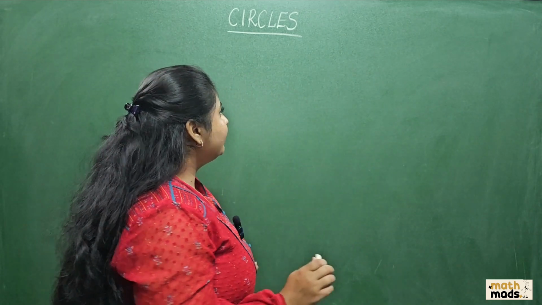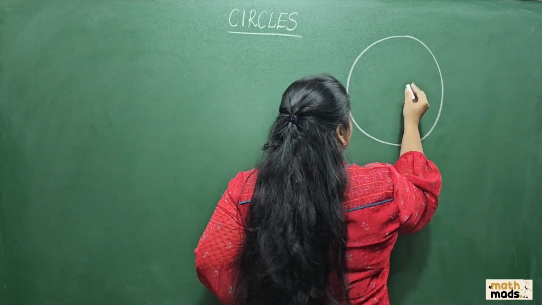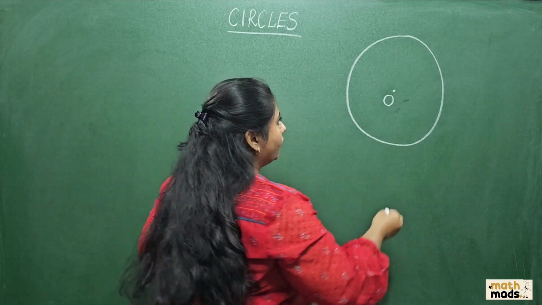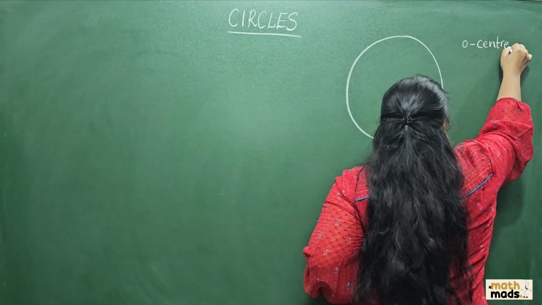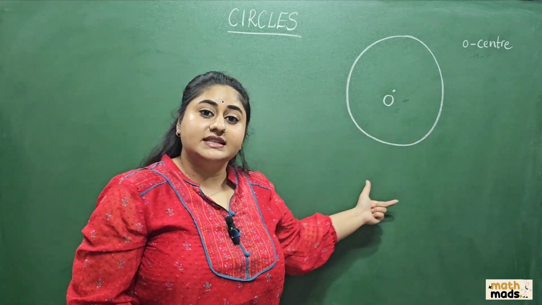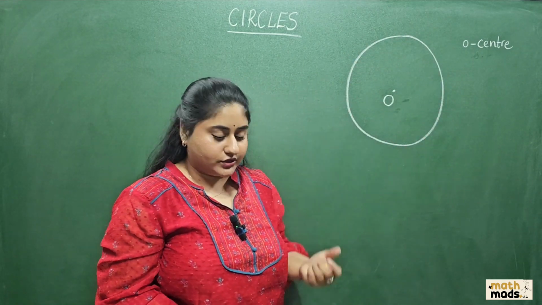So we know that every circle has a center, right? Every circle has a center. Let me call this as O. We know that O is the center of the circle. Okay, we're just revising the parts quickly. Now let me take one point on the circumference of the circle. What is the circumference? This boundary is called the circumference of the circle.